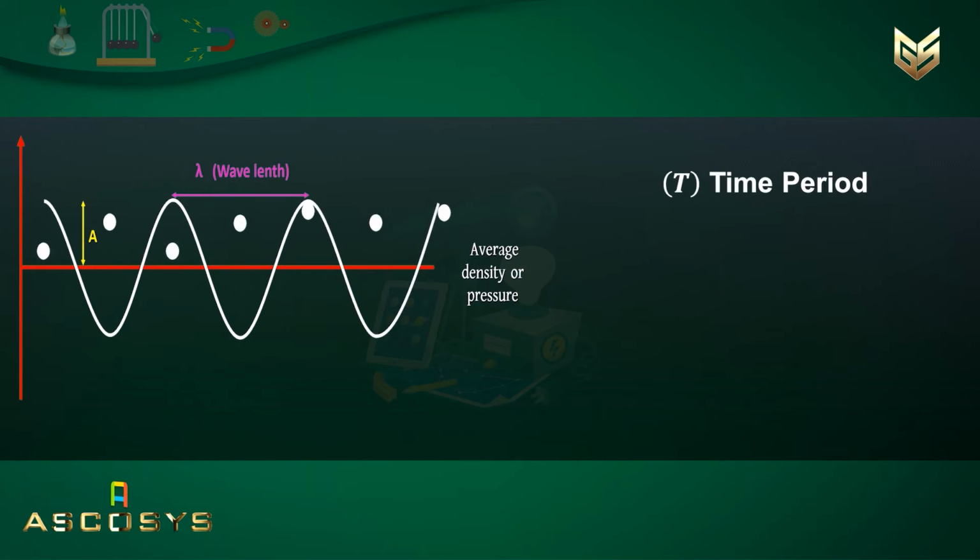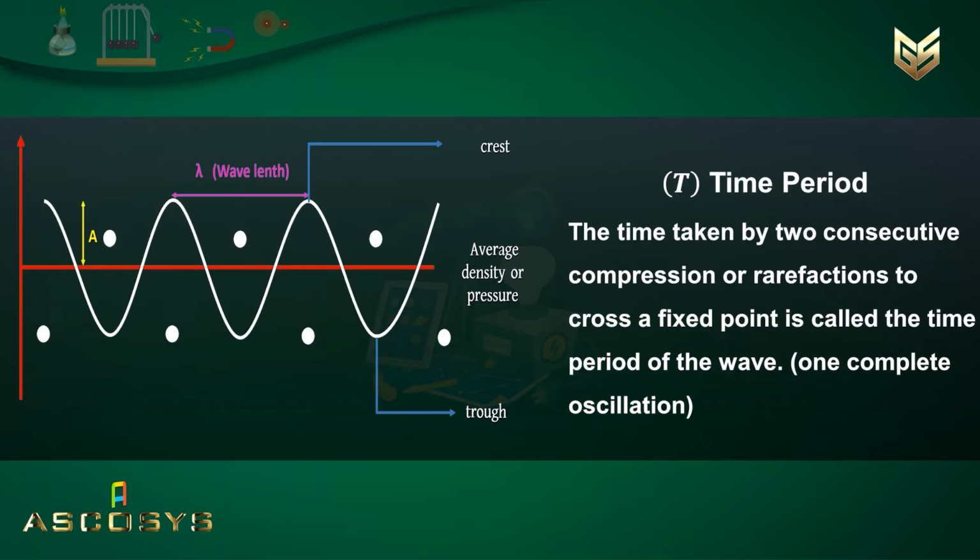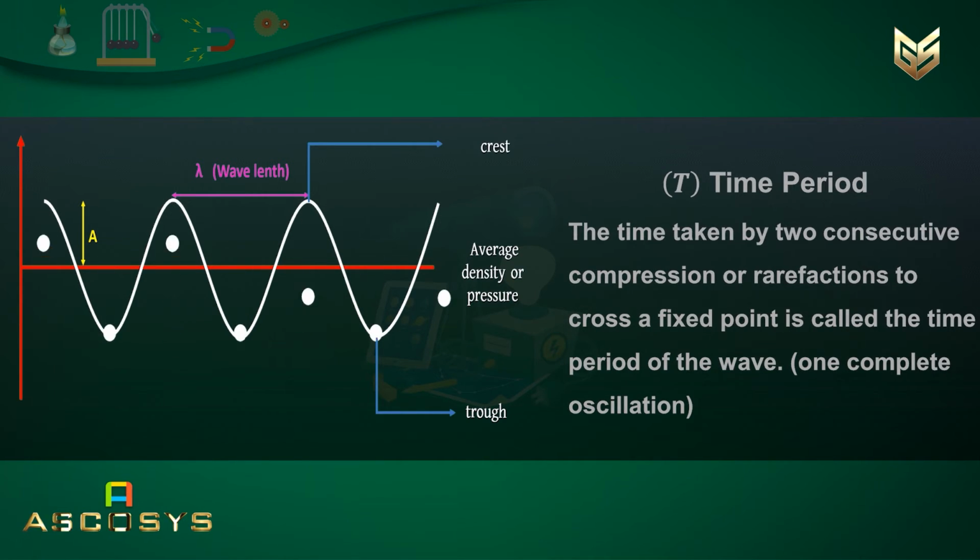Now time period: the time taken by two consecutive compressions or rarefactions to cross a fixed point is called the time period of the wave, that is one complete oscillation.